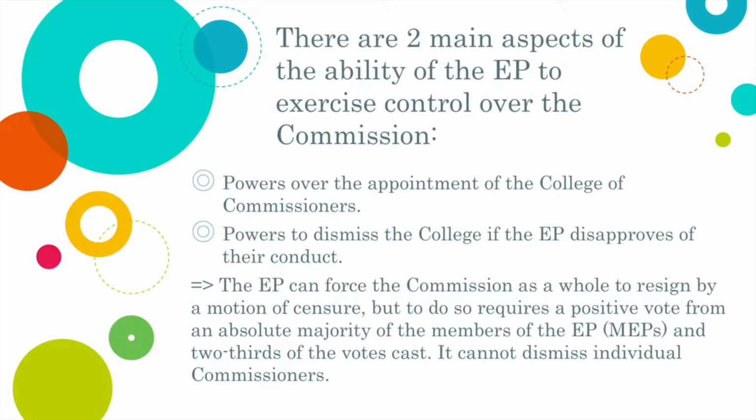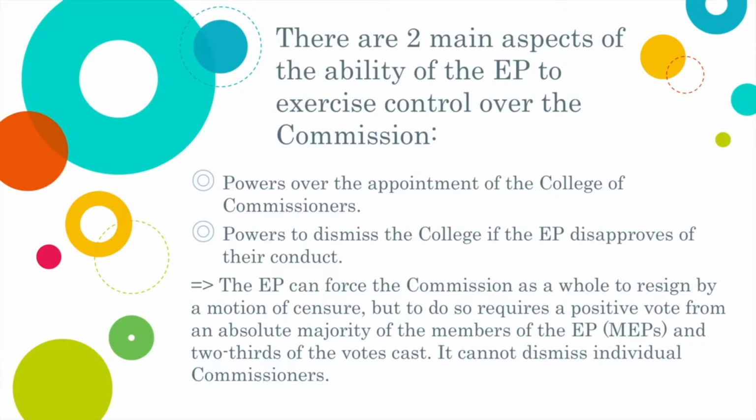Originally, the European Parliament had no say in the appointment of the Commission. Under successive treaty amendments, it gained the right to elect the governments' nomination for president and subsequently hold a vote of consent for the new college of commissioners.